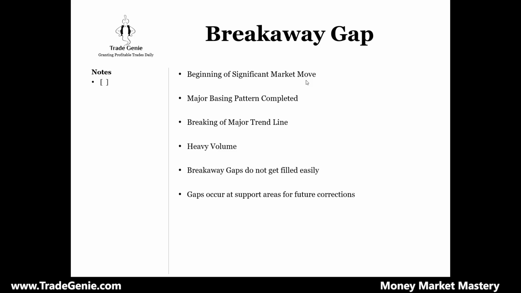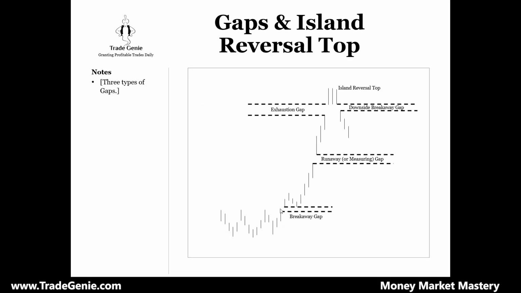So some significant move has occurred, some major basing pattern completed, some breaking of a major trend line. If you're drawing the trend line, it would be a downward sloping trend line. The market fell from here all the way down, and it tried, and then it just gapped above on the other side of the trend line. So that's another clue.